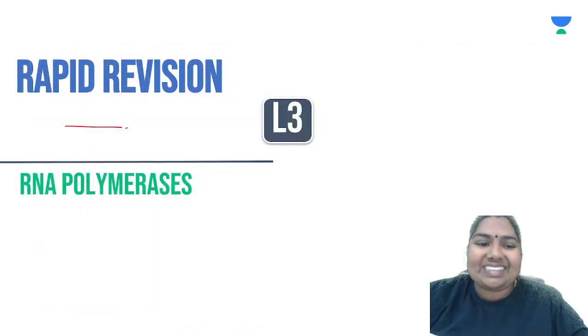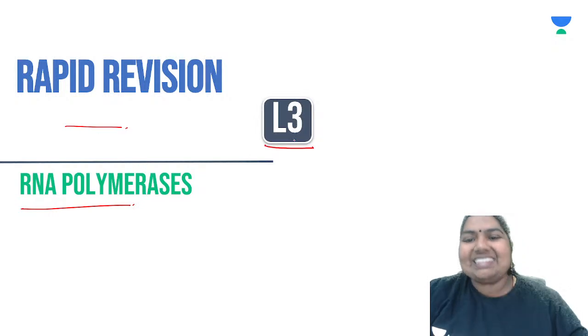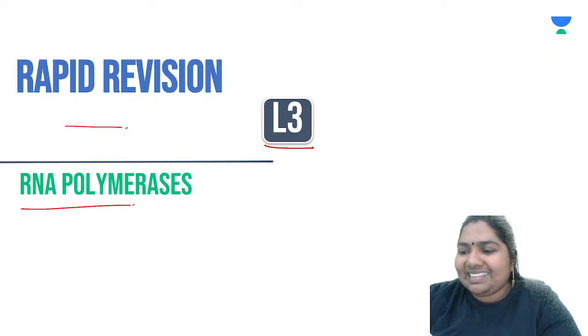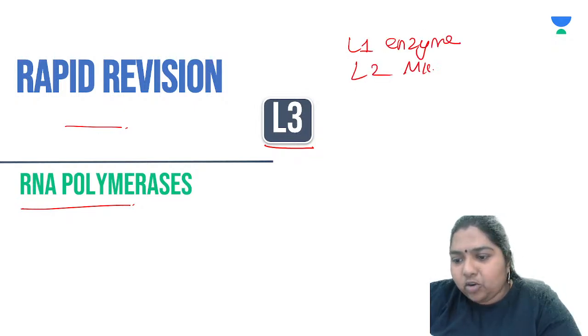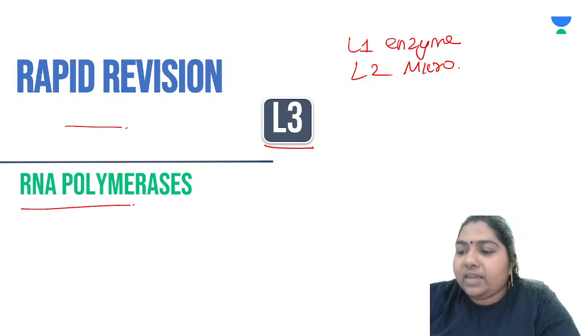So today we are going to see RNA polymerase. This is going to be lesson 3. Already we have taken 2 lessons under this rapid revision topic. Lesson number 1 was on enzymes. Lesson number 2 we did with microbial kinetics. If you haven't seen them yet, it's high time that you look at those rapid revision concepts. Today we are going to see the next important topic, that is RNA polymerase.